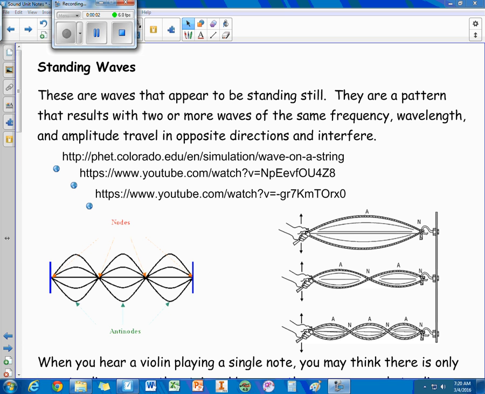This is video 3 for the sound unit notes. Again, we're going to do a little more review here. We've already talked about standing waves, so let's just quickly go back over through these. So standing waves are waves that appear to be standing still.